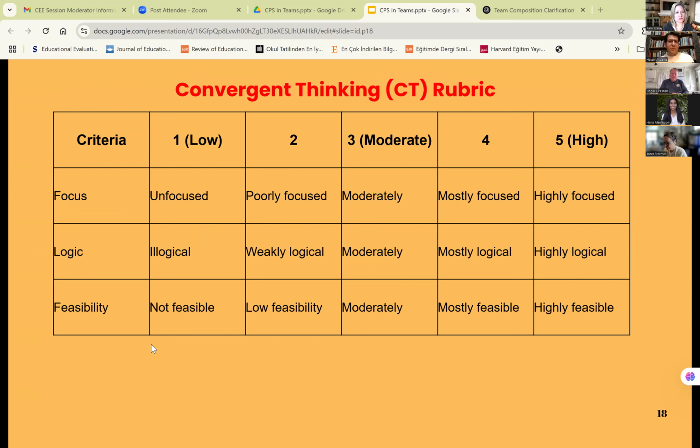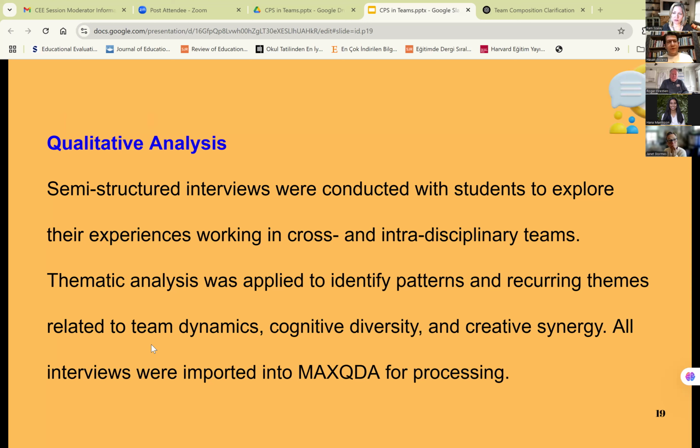Qualitative data analysis: semi-structured interviews were conducted with students to explore their experiences working in cross and interdisciplinary teams. And then thematic analysis was applied to identify patterns and recurring themes related to team dynamics. All interviews were imported into MaxQDA for processing.